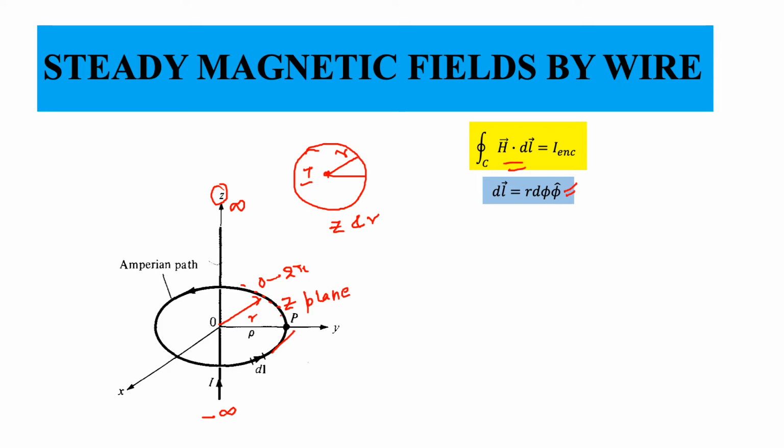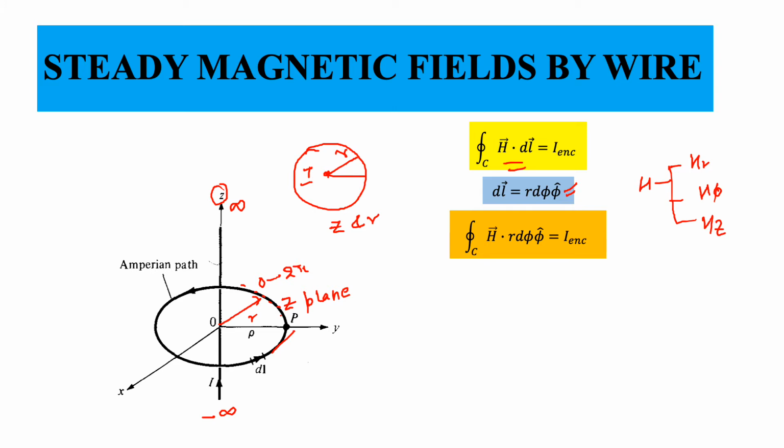Now when you put this into the integral, remember that H can consist of H r, H phi and H z. But because you are taking the dot product of H with dl, and dl is pointing in the phi direction, out of these three components only H phi makes a meaningful contribution to the integration. So the closed integration, in which phi goes from 0 to 2 pi and H has only a phi component, can now be written in this way.